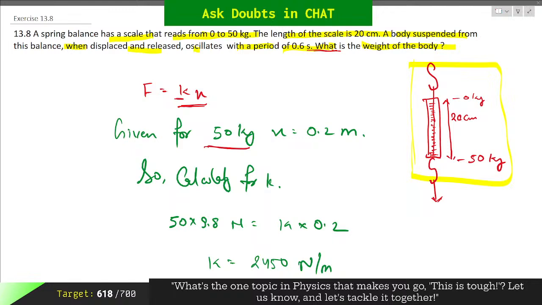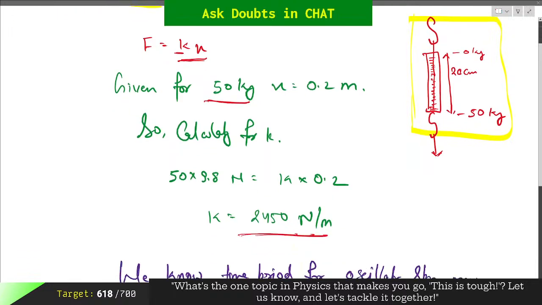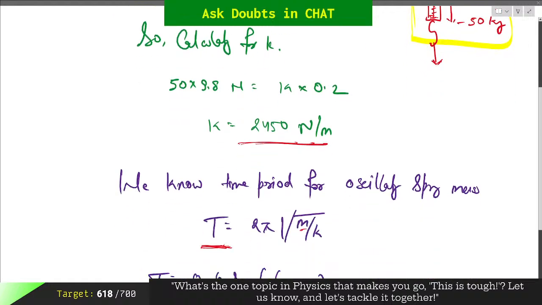So we will balance here the force. The force will be equal to the weight of the body, and we know that spring force is given by K multiplied by X, where K is the spring constant and X is the displacement from the natural position. So here K times 0.2 meter would be equal to 50 times the acceleration due to gravity. So we will find out the value of K as 2450 Newton per meter.